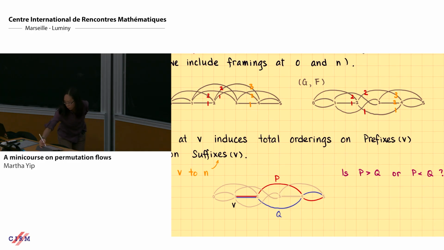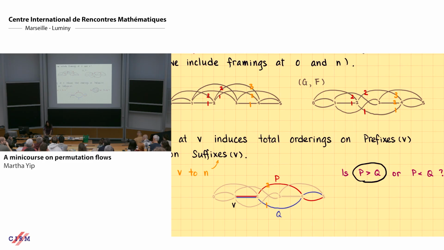I remember my framings, I always frame the edges smaller. Yeah. So here, if I draw the framing, this is framed 1, this is framed 2, so P is greater than Q. Sort of a lexicographic order.